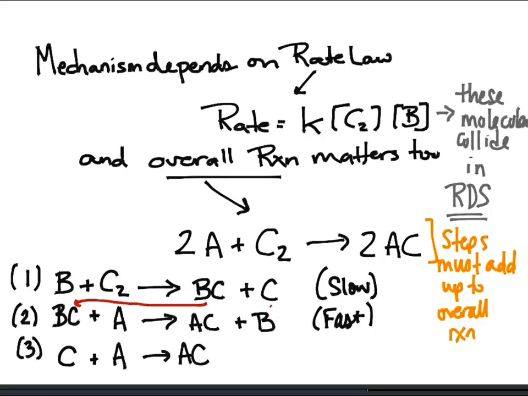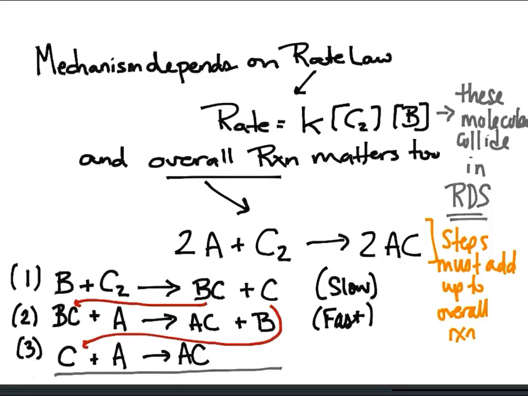My intermediate is consumed. But now if you look at this, I need a third step, because if I add steps 1 and 2 together, I don't get the overall reaction yet. And the reason for that is because this other intermediate that I formed, C, doesn't appear in the overall reaction. So I'm going to have that combine with an A in a third step, so that now when I add all these together, I should get the overall reaction.